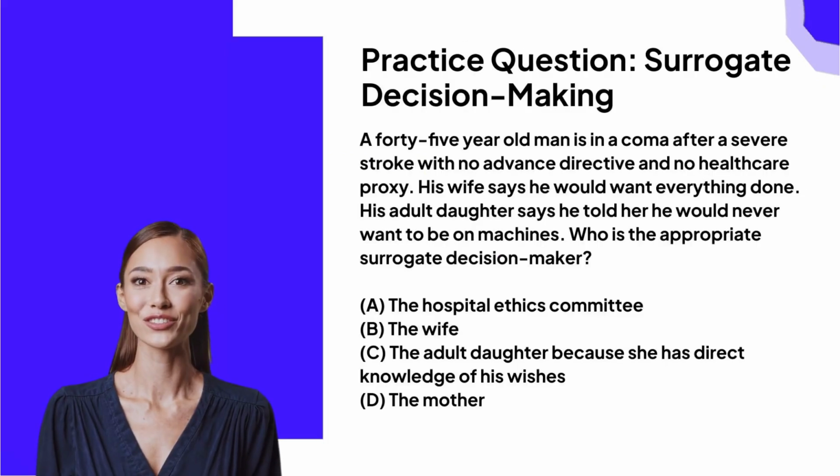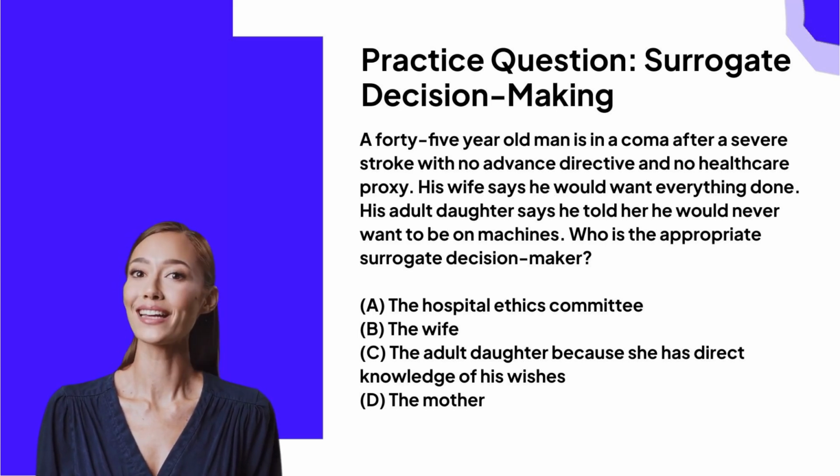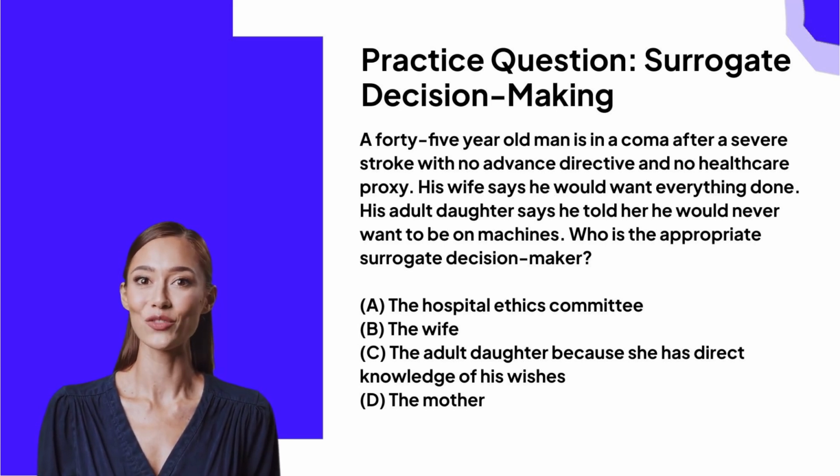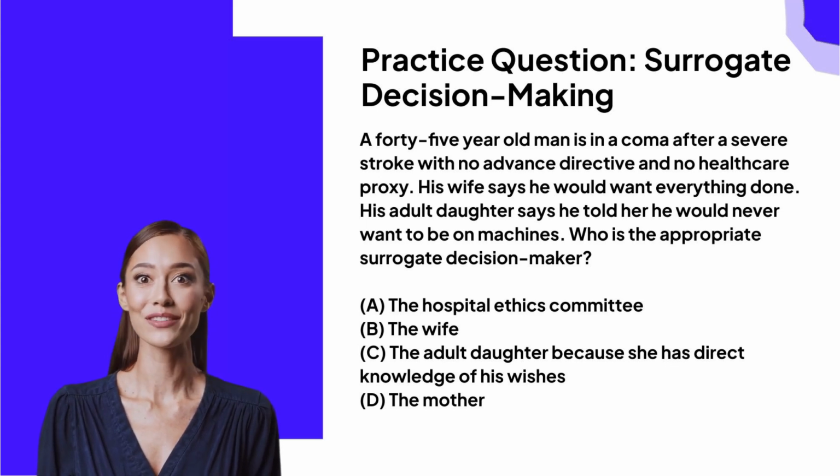Here is practice question 3. A 45-year-old man is in a coma after a severe stroke. He has no advanced directive and no healthcare proxy. His wife says he would have wanted everything done to keep him alive. His adult daughter says he told her he would never want to be kept on machines. His mother agrees with the daughter. Who is the appropriate surrogate decision maker?